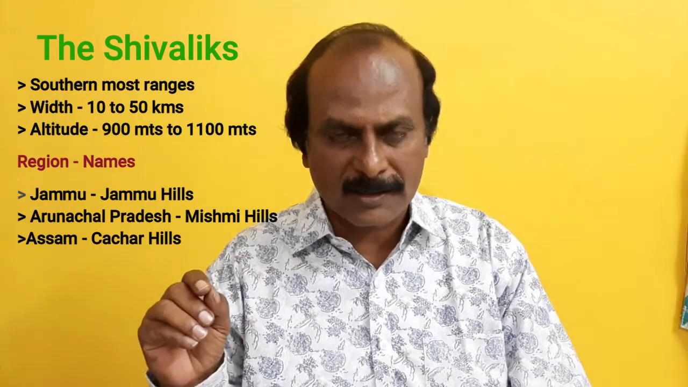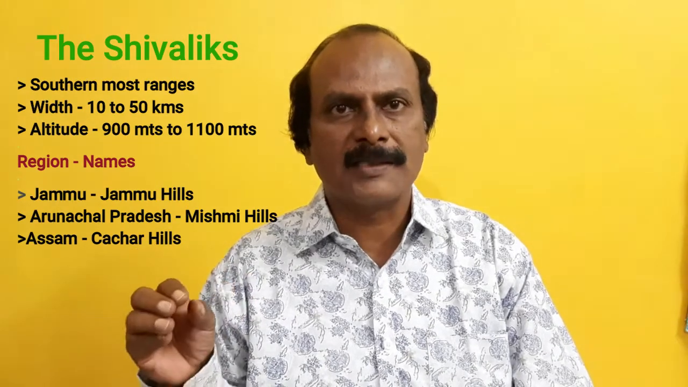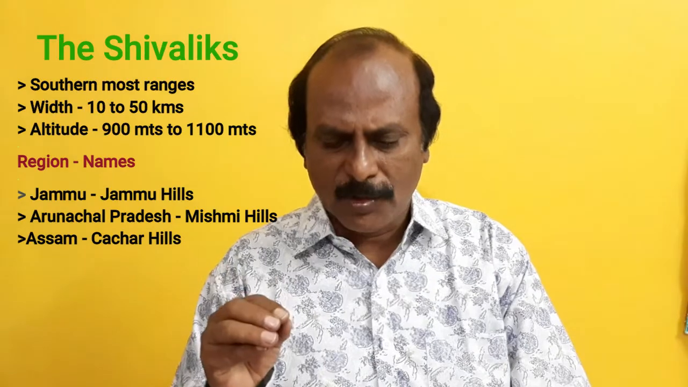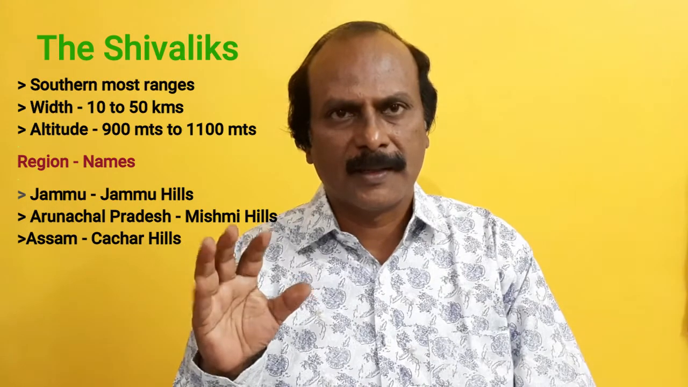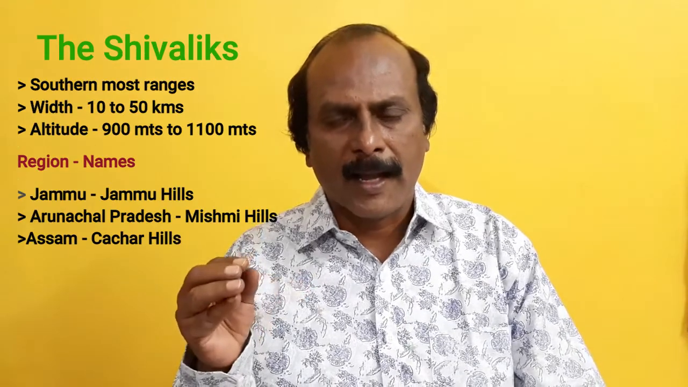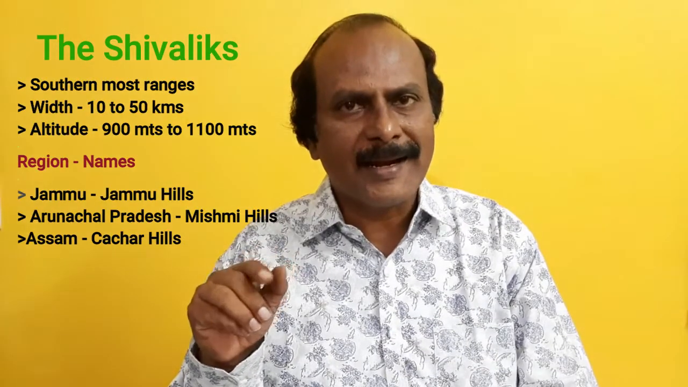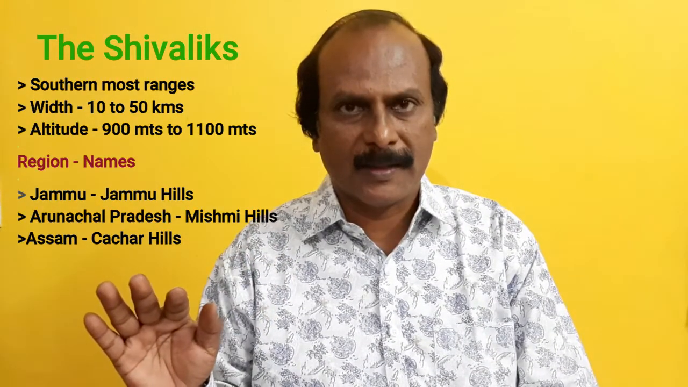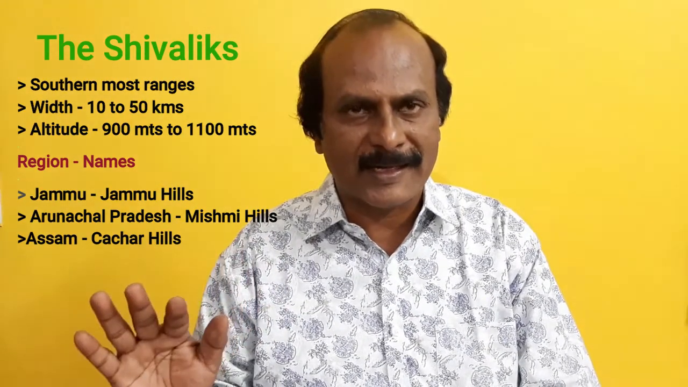Now we move to Shivaliks. The southernmost ranges in the Himalayas are called the Shivaliks. The width of these ranges is 10 to 50 kilometers only. At the same time, the altitude of it is 900 meters to 1100 meters.